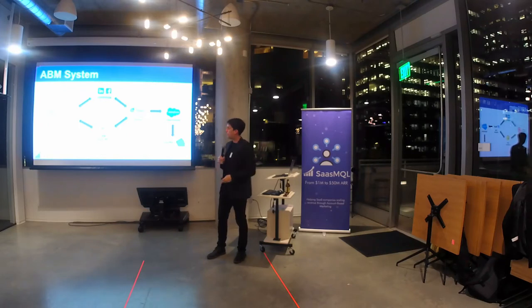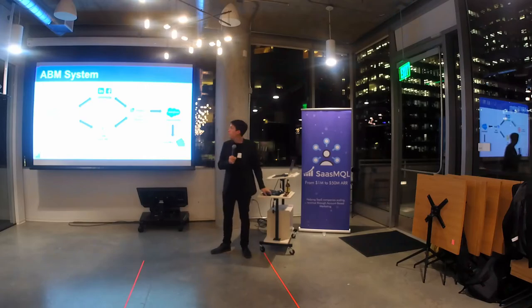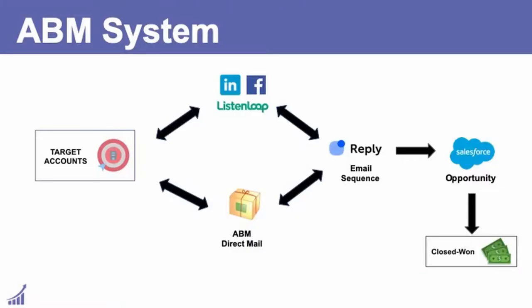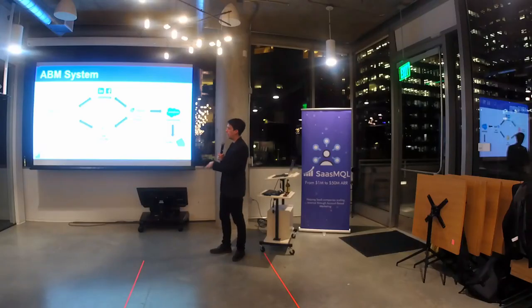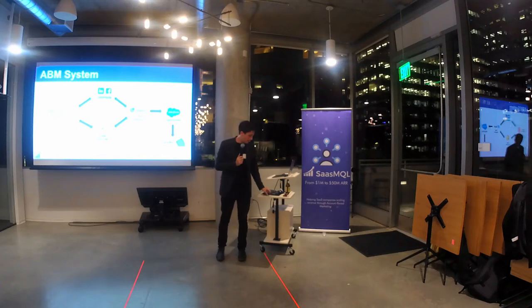So, again, you want to build the system. This is an example of a system that we run, where you start on target accounts, you start running digital ads, any content tabs that you have. And then when someone engages, we automate a follow-up email sequence. At the same time, we trigger the campaign at the right moment. And then we have a handoff process when they engage.